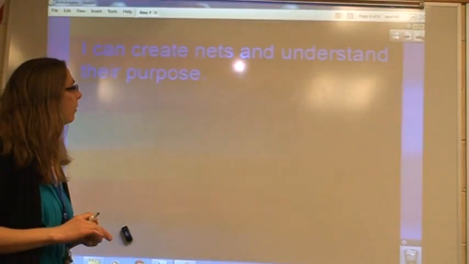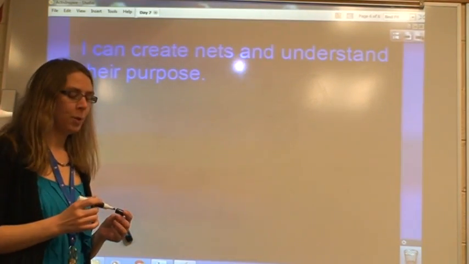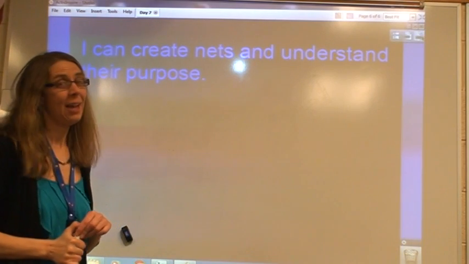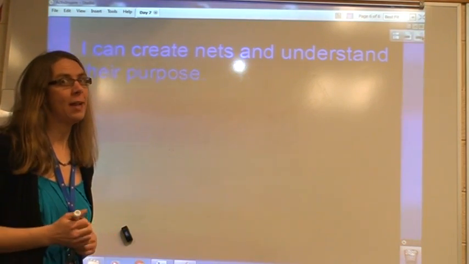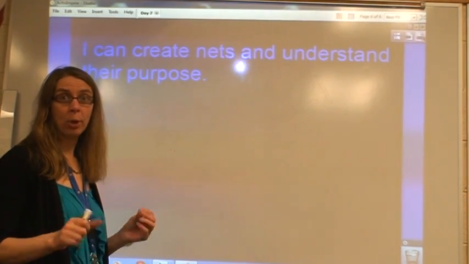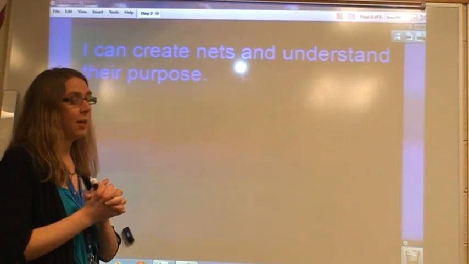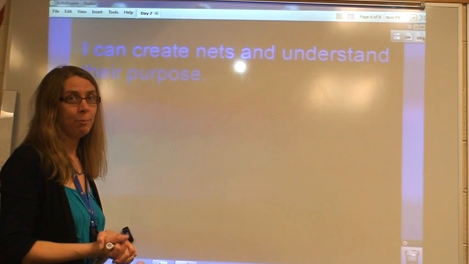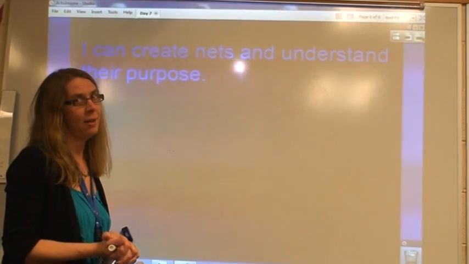Hopefully you now feel like you can create nets and understand their purpose. Tomorrow in class, you're going to get to make a whole bunch of nets. It's going to be pretty fun. So make sure you bring your scissors and tape or glue so that we can put them together. Tape would actually be better than glue if you have it. Bring that. Otherwise, glue will be fine. I'll see you tomorrow.